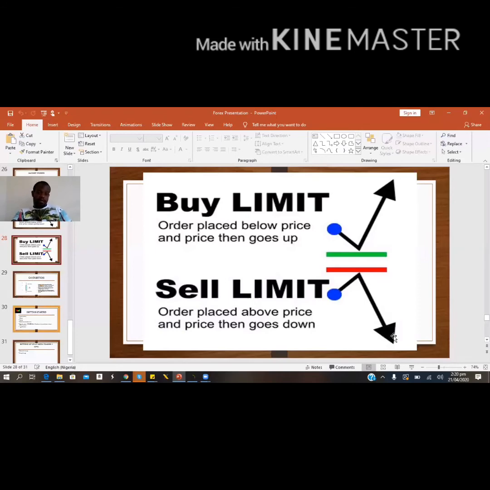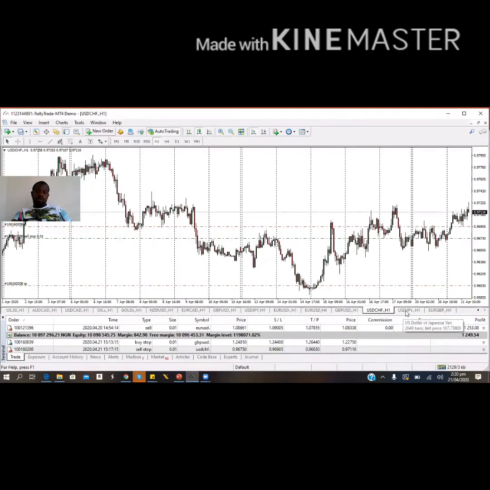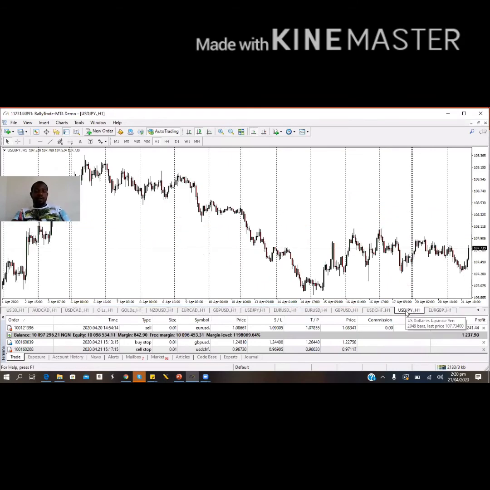So let's make a practical example to make the buy limit and the sell limit very easy for us to understand. We go to the US dollar against the Japanese yen. First is the buy limit. Remember, price is currently here. We want price to come meet us somewhere down. So we're buying low. We're expecting price to come down here, pick us up at this bus stop, and then make a U-turn all the way up. That's simple. Price is here, we want price to meet us down and then go back up.